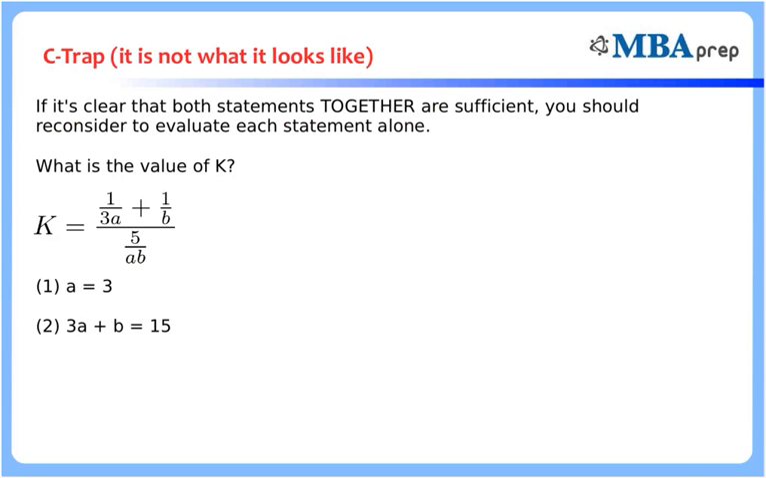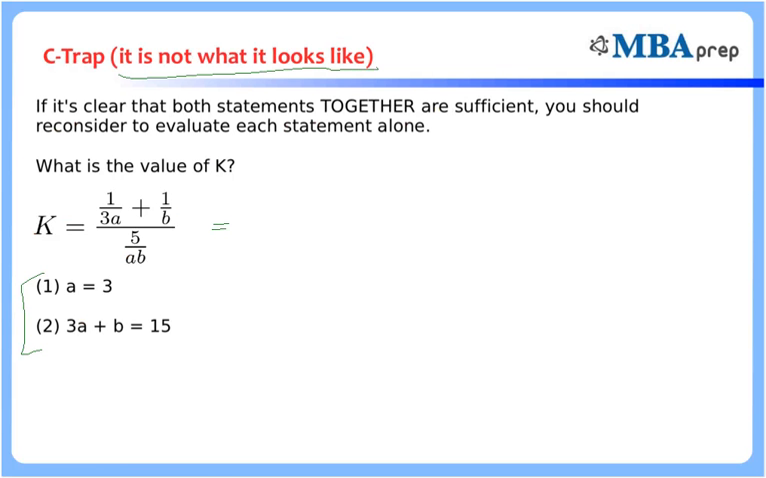The C trap, or just to try to be funny, you can go, all math teachers try to be funny, but they usually are not. It's not what it looks like. It's clear that both statements together are sufficient. So when I take a fast look here, okay, I can find A, I can find B, so I can find the value of K.